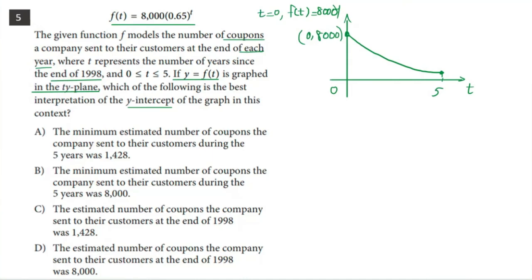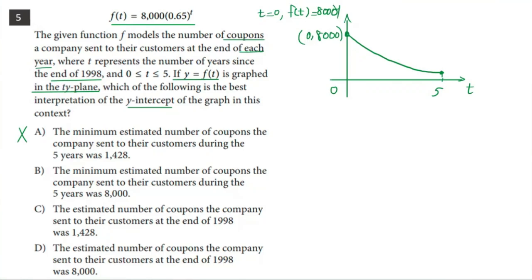So let's look at the options. The minimum estimated number of coupons the company sent to their customers during the 5 years was 1428. So, I mean, minimum should be 8,000. Oh, but the word minimum, come on. Nowhere does it say minimum. It just models the number of coupons the company sent to their customers. So this is incorrect.